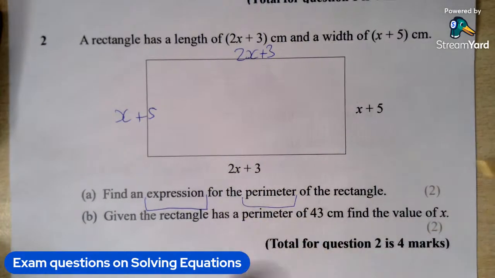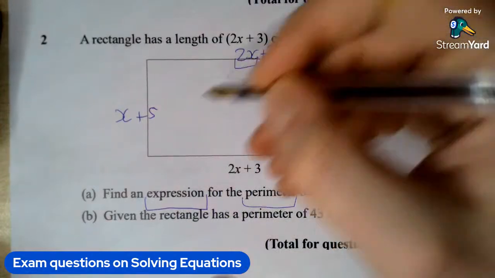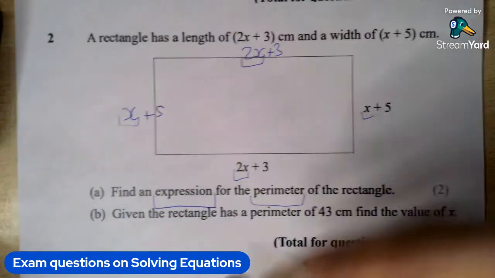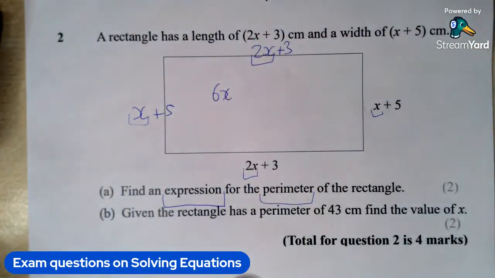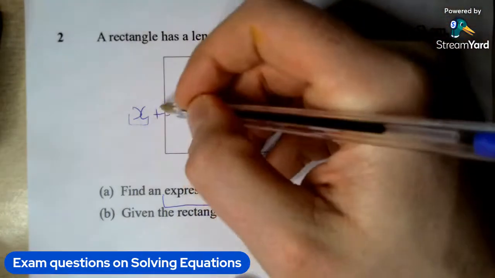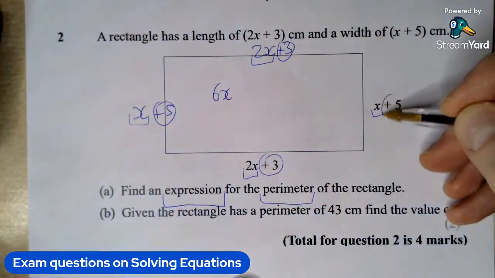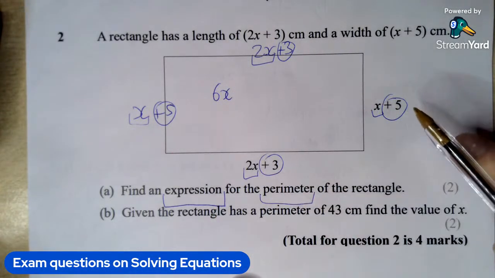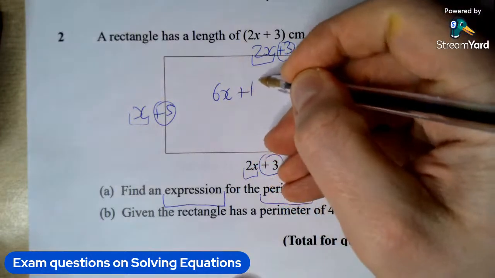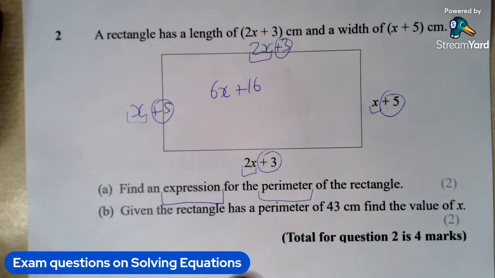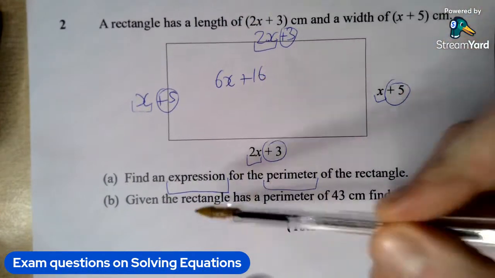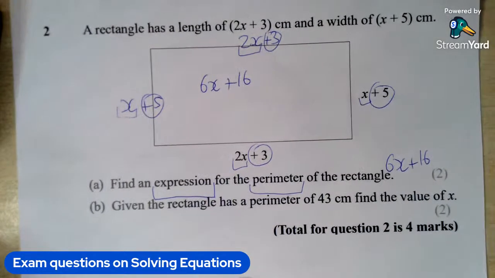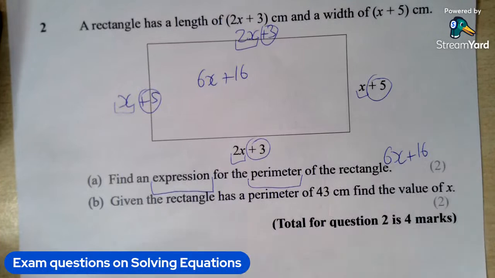And then the expression for the perimeter, same thing again. Add all the x's. So 2x plus 2x plus x plus x, that will be 6x. And then add the numbers. So 3 add 5 is 8, add 3 is 11, add 5 is 16. 6x plus 16. So now I have an expression for the perimeter, 6x plus 16. Now, that's part A done.